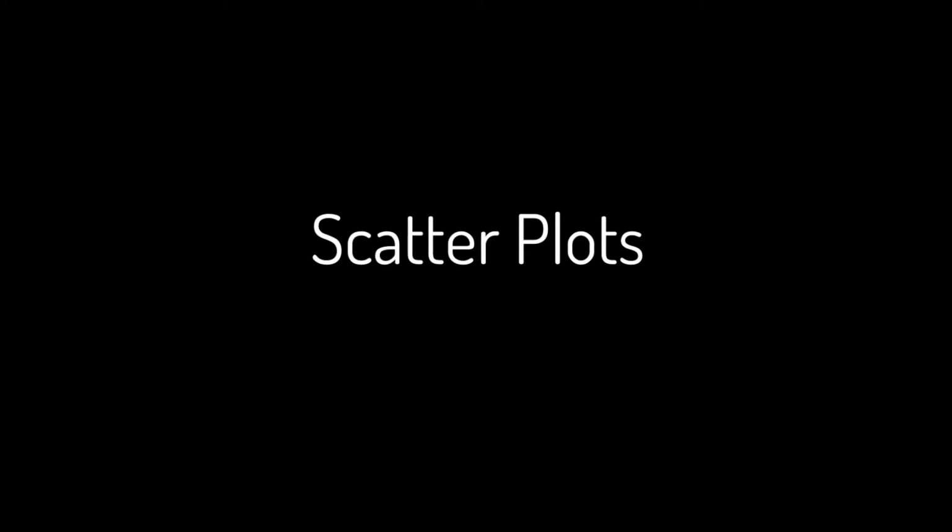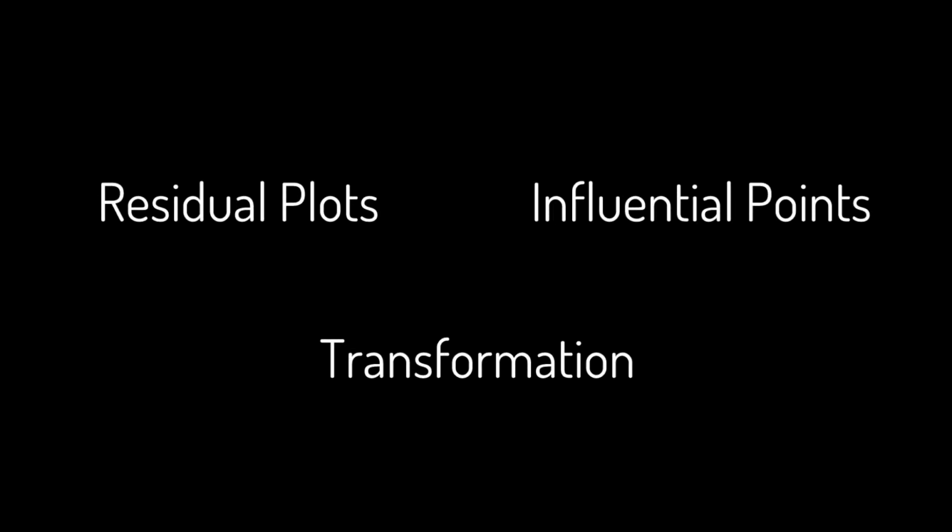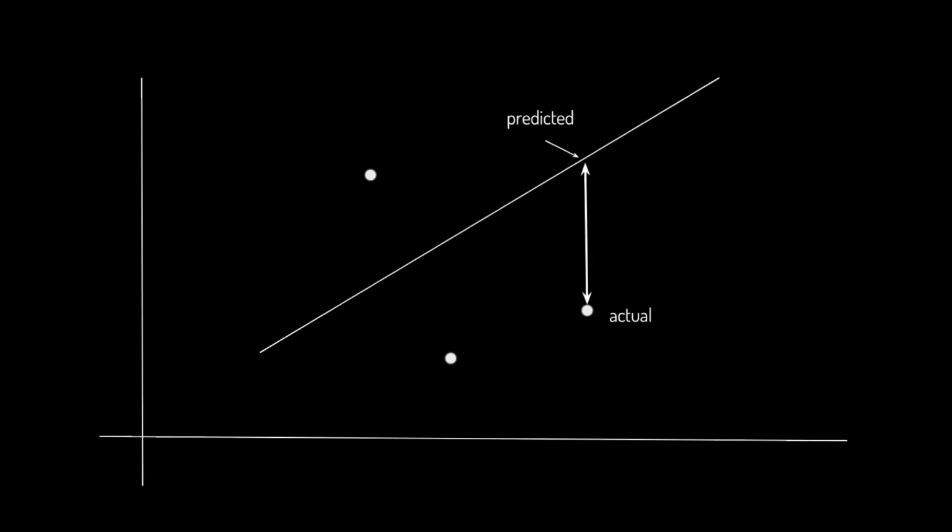Hello, my name is Donnie, and last time we looked at the scatter plots, its patterns, correlationship, and the least squares regression lines. Today we are going to continue exploring the scatter plots. We will explore the residual plots and influential points and how to transform the equation to make it into a linear pattern. So first of all, what is a residual plot?